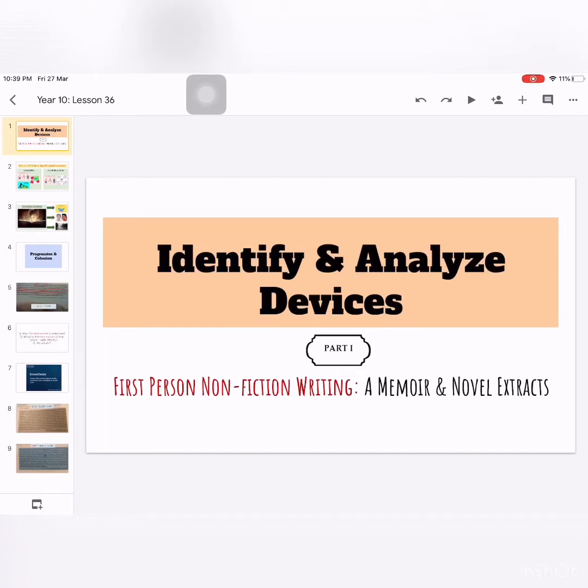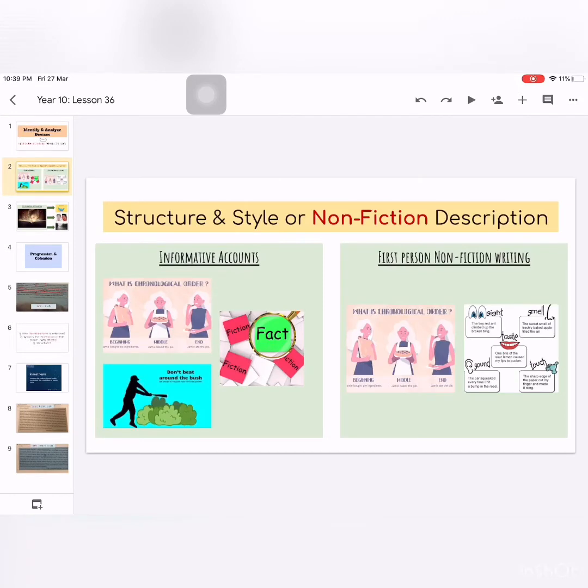So, part one is first person non-fiction writing, non-fiction as in factual essay, but we are using first person. And part two is gonna be informative accounts, meaning you are not gonna be putting yourself in that particular passage or article that you're gonna be writing. Okay, you totally omit yourself from the picture, but over here you put yourself, but there is a way for you to do it. And therefore, it is identify and analyze devices that fit for this particular format, and structure and style for nonfiction description.